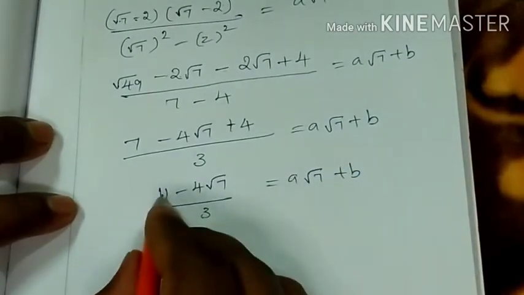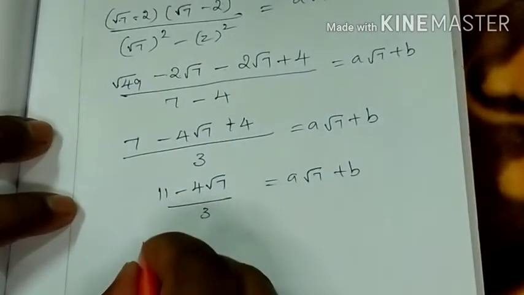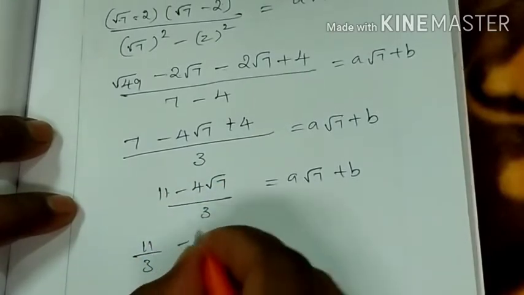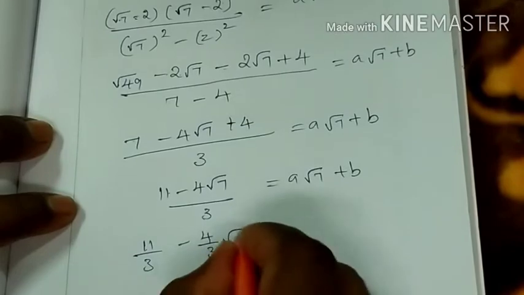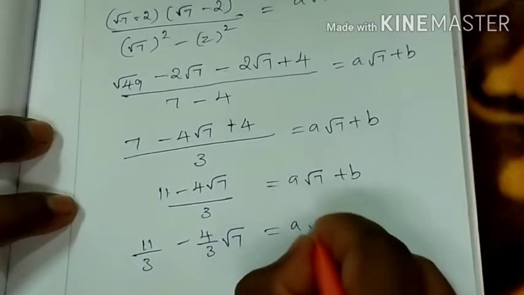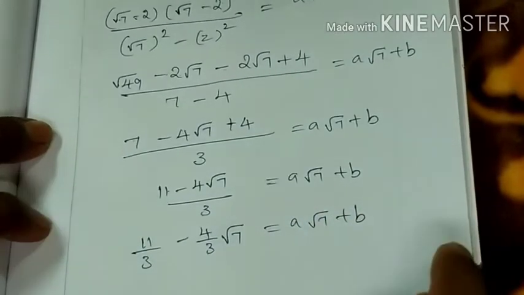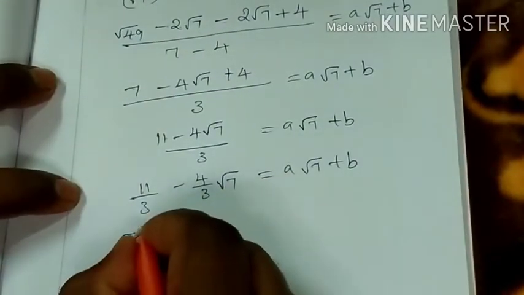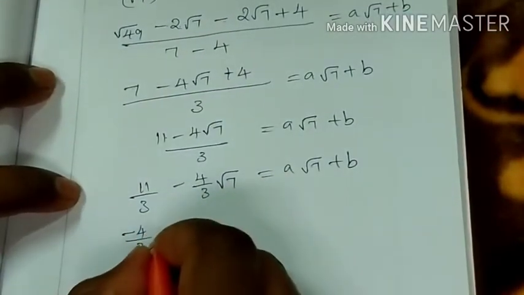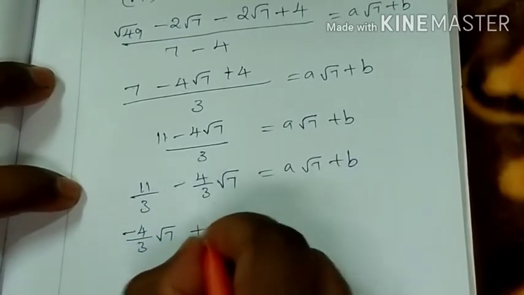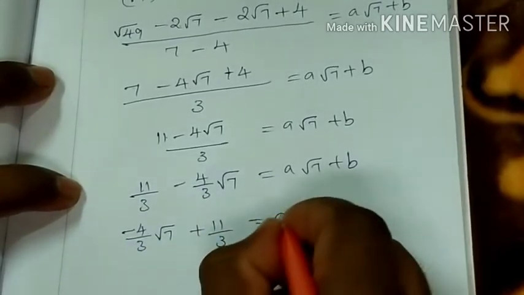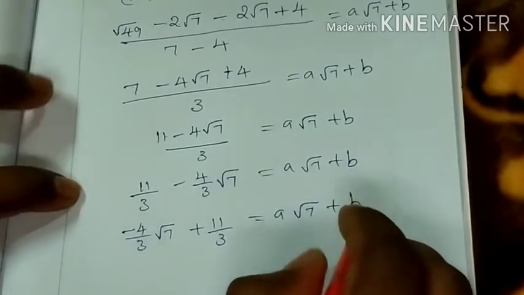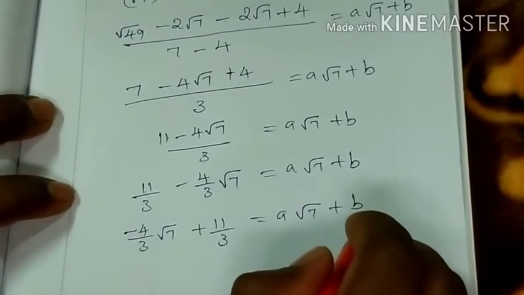Okay. So this can be written as 11 by 3, this 3 common for both the terms. So 11 by 3 minus 4 by 3 into root 7, which is equal to a root 7 plus b. Okay, have you understood? So the root 7 value, I can write first, minus 4 by 3 into root 7, this is plus 11 by 3. It is equal to a into root 7 plus b. Okay, we understood.